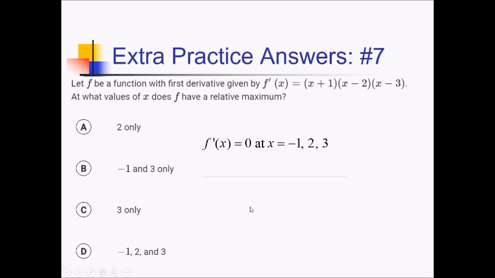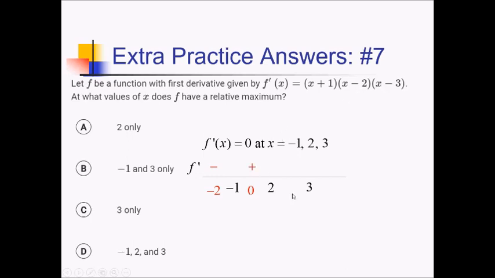So let me set up an f prime number line and put those on as my critical values. I've got negative 1, 2, and 3. And now let's test a number in each of these intervals. So to the left of negative 1, let's use negative 2. That's going to give me a negative times another negative. 3 negatives is a negative. Now between negative 1 and 2, let's use 0. That's going to give me a positive, a negative, and a negative. 2 negatives is a positive.